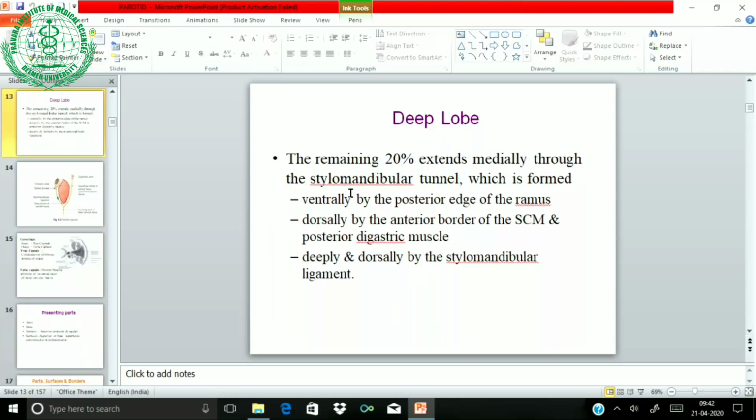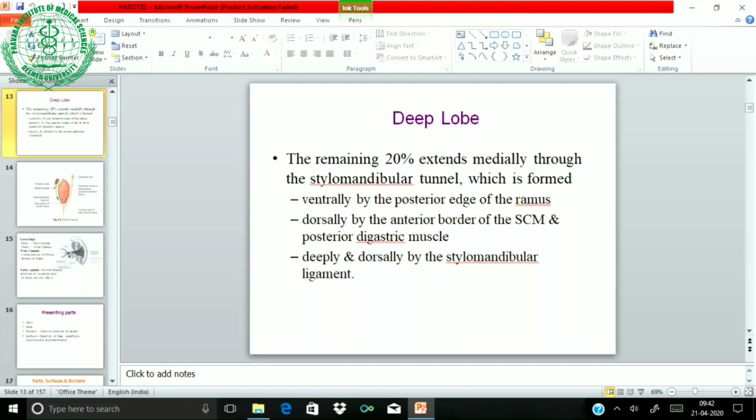Then after this, regarding the deep lobe of the parotid gland. This deep lobe of the parotid gland extends medially through the stylomandibular canal and is formed ventrally by the posterior edge of the ramus of the mandible.